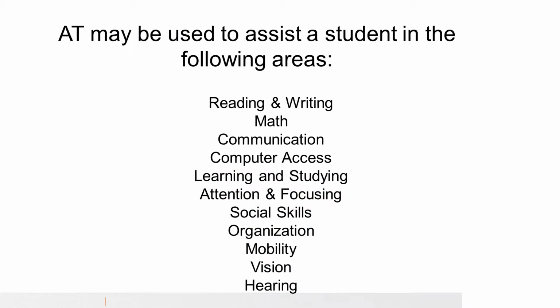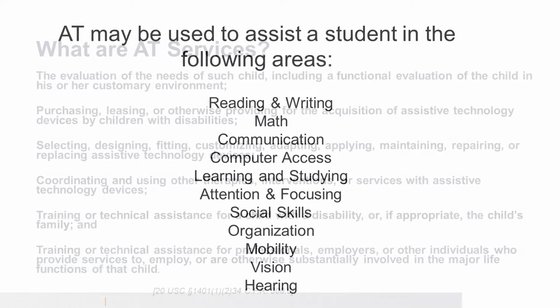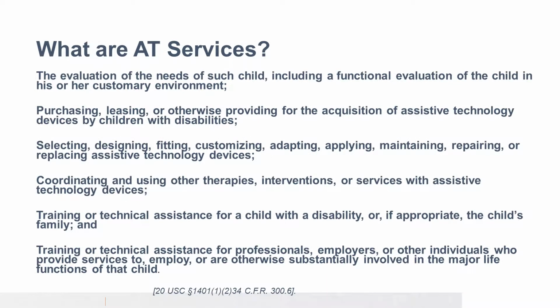AT can also benefit a student in many different areas of functioning, from reading and writing to social skills to attention and focusing. Just as AT is a continuum of tools, AT can help in a wide variety of goal areas. If you'd like to find out more about what AT is and get some specific examples of AT and some of these goal areas, please watch the first video in the series, What is Assistive Technology? So now let's get back to AT services.